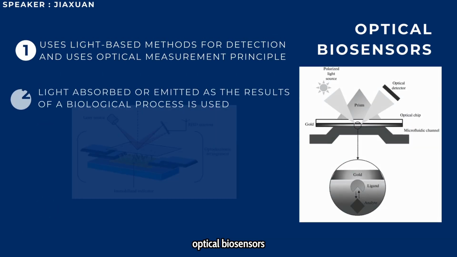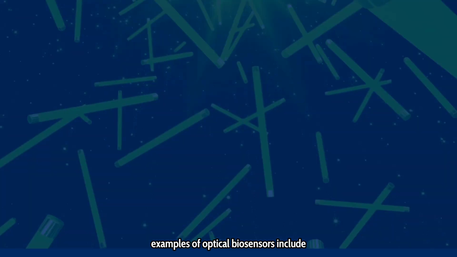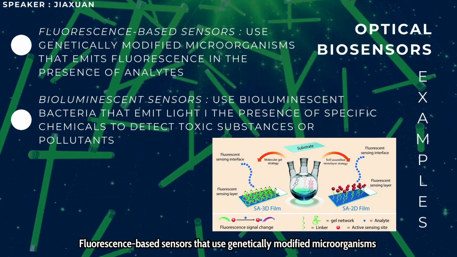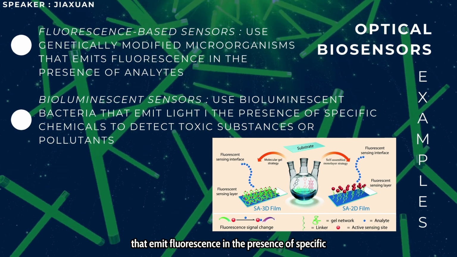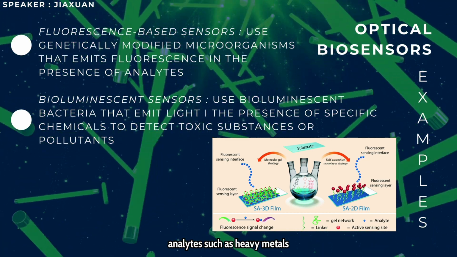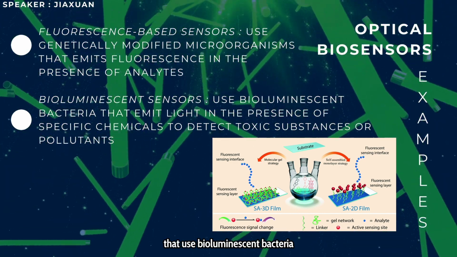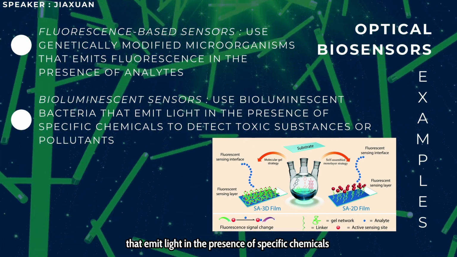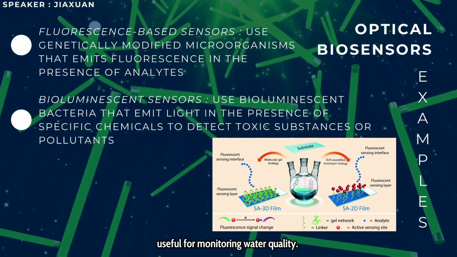Moving on, optical biosensors are devices that use light-based methods for detection and use an optical measurement principle. The light absorbed or emitted as the result of a biological process is used in optical biosensors. Examples of optical biosensors include fluorescence-based sensors that use genetically modified organisms that emit fluorescence in the presence of specific analytes, such as heavy metals, and bioluminescent sensors that use bioluminescent bacteria that emit light in the presence of specific chemicals to detect toxic pollutants, useful for monitoring water quality.